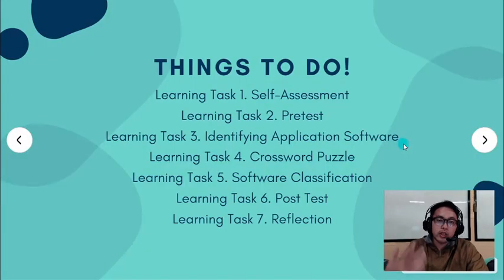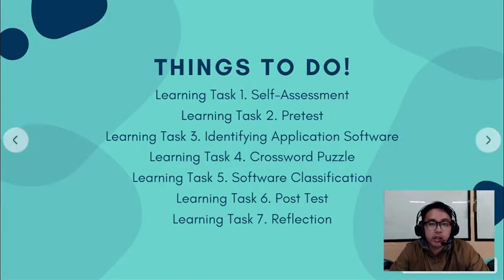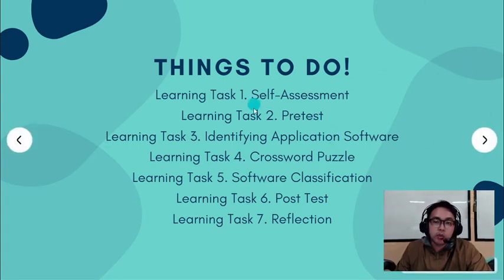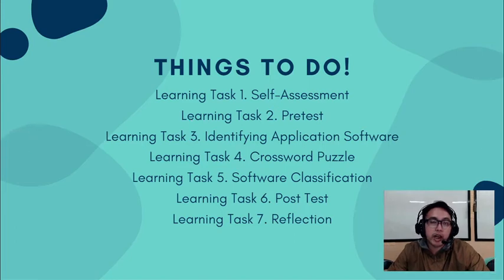Before we start, these are the things we need to do. We have learning tasks 1 to 7. Number 1 is self-assessment, then 2 is the pre-test. Then identifying application software, crossword puzzle, software classification, post-test, and reflection. When we submit our module answer keys and answer sheets, this is what I should see. I hope we can complete all of these.